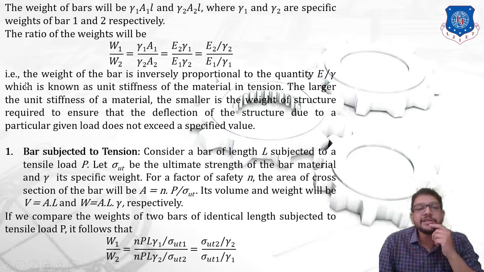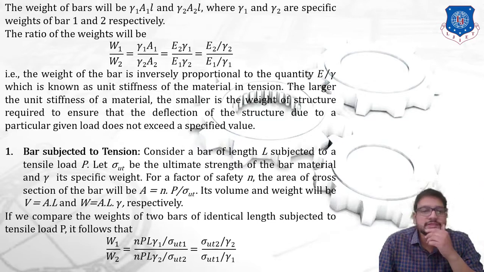So we can clearly say that the weight of a bar is inversely proportional to the quantity E by gamma, which is known as the unit stiffness of a material in tension. The larger the unit stiffness of a material, the smaller is the weight of a structure required to ensure that the deflection of a structure due to a particular given load does not exceed the specified limit.